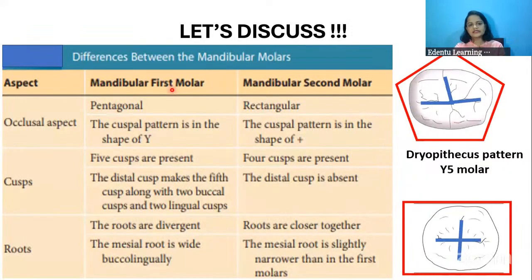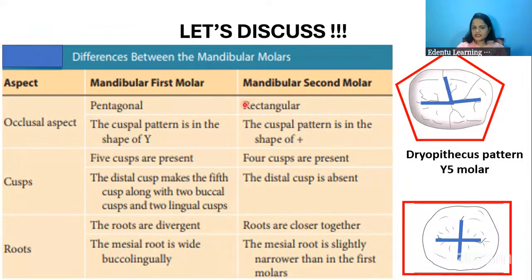So if you look at the differences between the mandibular first molar and the mandibular second molar, I will always suggest you learn by comparing two teeth. If you are studying the central incisor and lateral incisor, compare between the two, list out the differences, and make a table like this. It will be easy for you to learn and you will also remember things.